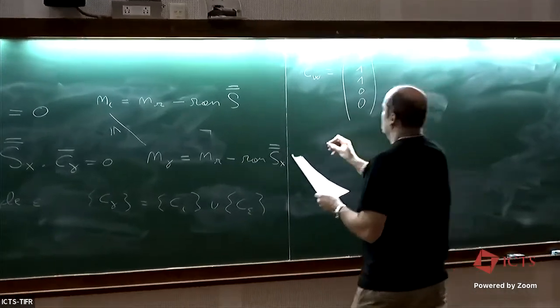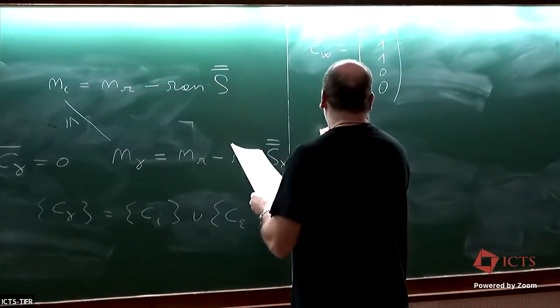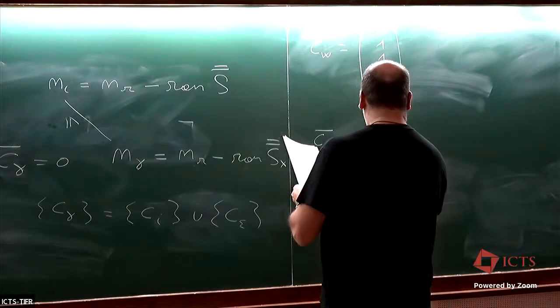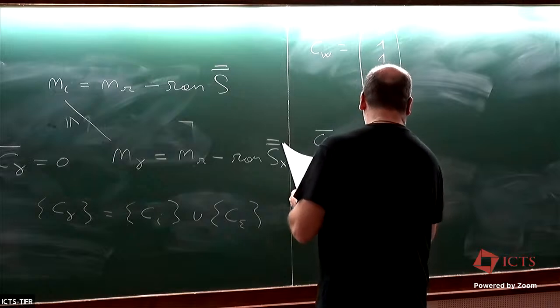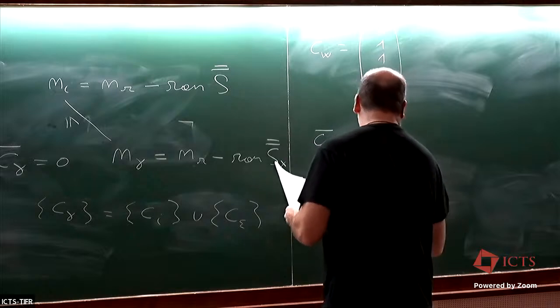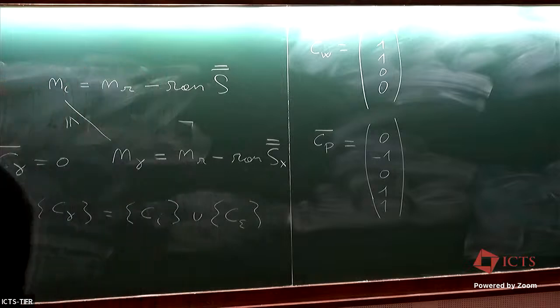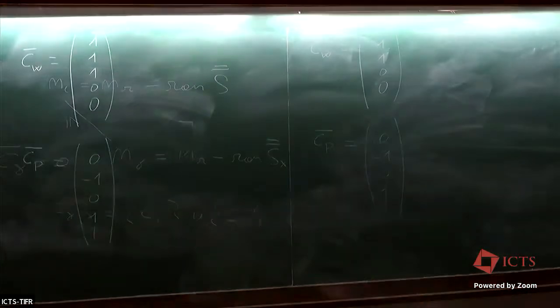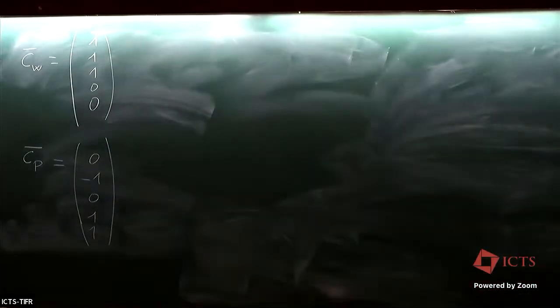And the second one, I label by P: 0, minus 1, 0, 1, 1. Because now if we multiply, you can do it. So minus 1 times 1, this is minus 1, then 0, 1, 0, 0. So it's 1 minus 1, 0.